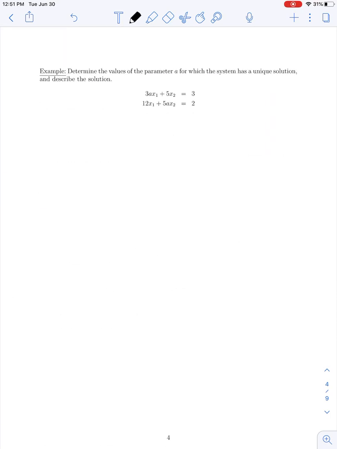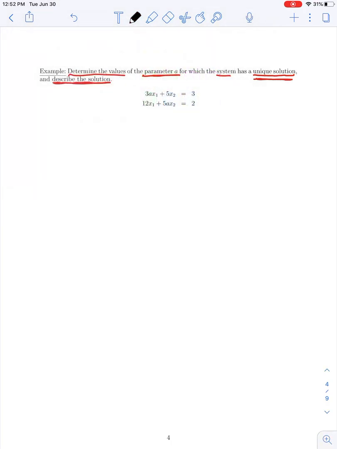Now, in this next example, we'll consider a system of linear equations that involves some parameter, A, and we're trying to determine for what values of that parameter a unique solution exists, and then describe our solution set. So this problem is very similar to some of your homework problems. Here we have some parameter we're calling A, and we want the values of that parameter where this system has a unique solution. And then we are supposed to describe the solution in that case.